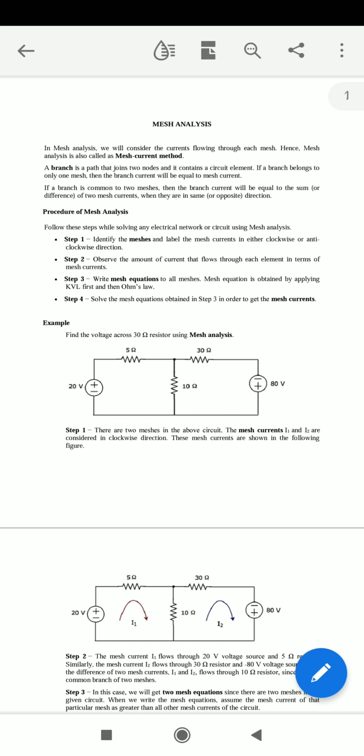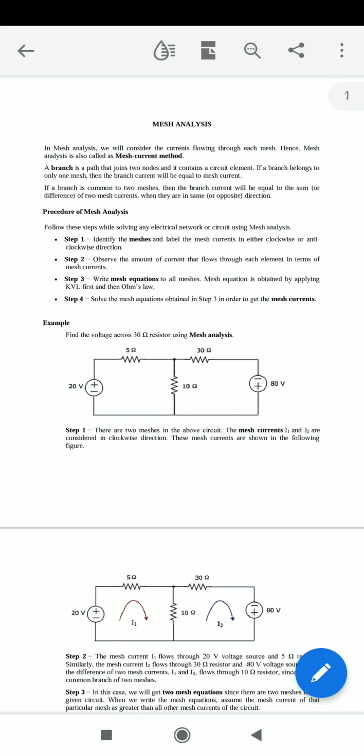First, a branch is a path that joins two nodes and contains a circuit element. So this formation of branches, closed, is called a mesh. Okay, so first we can understand the procedure of mesh analysis. We follow four steps.